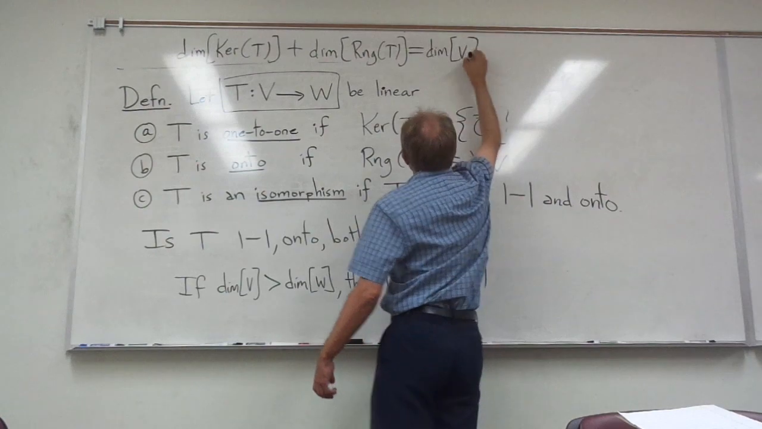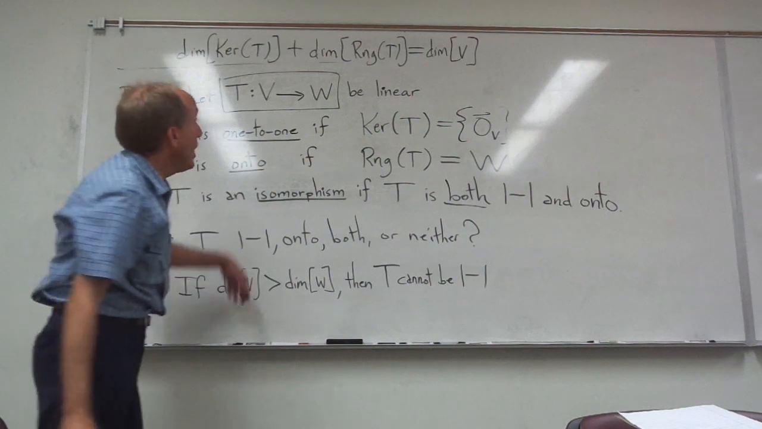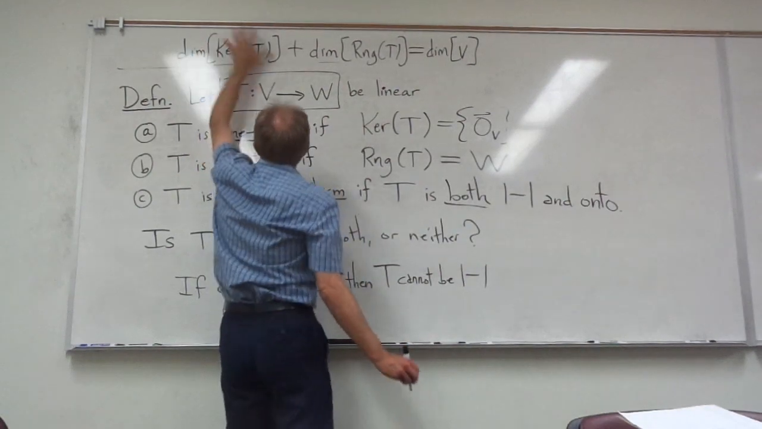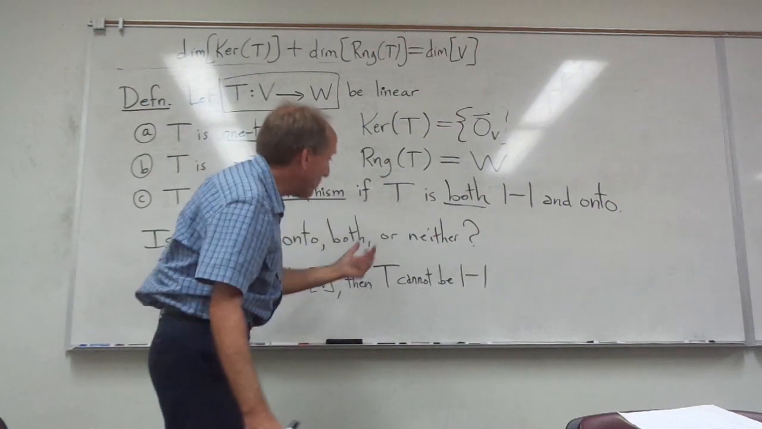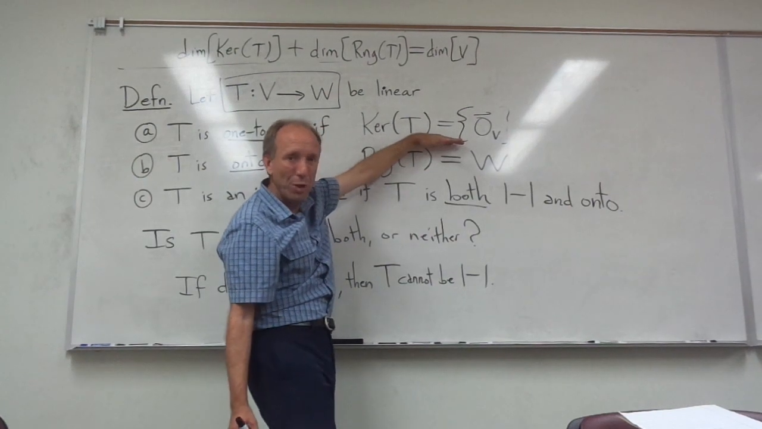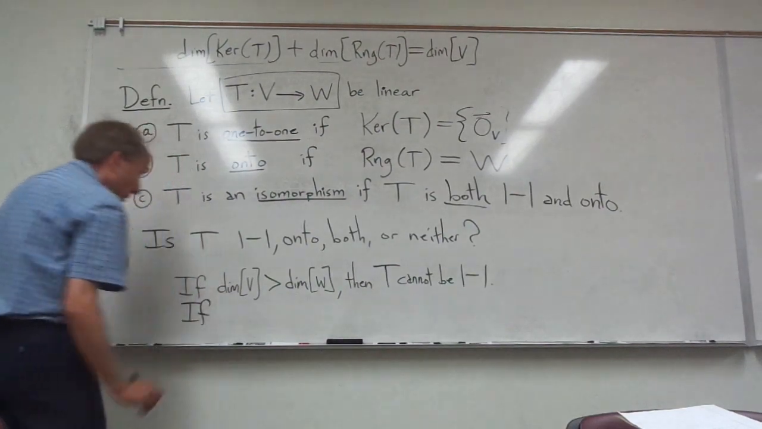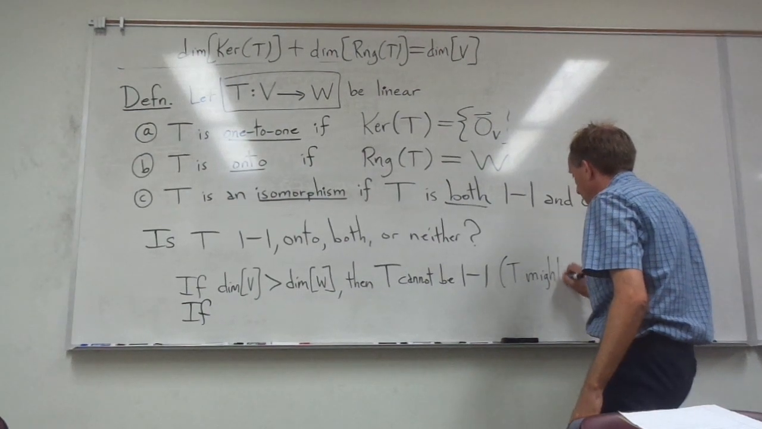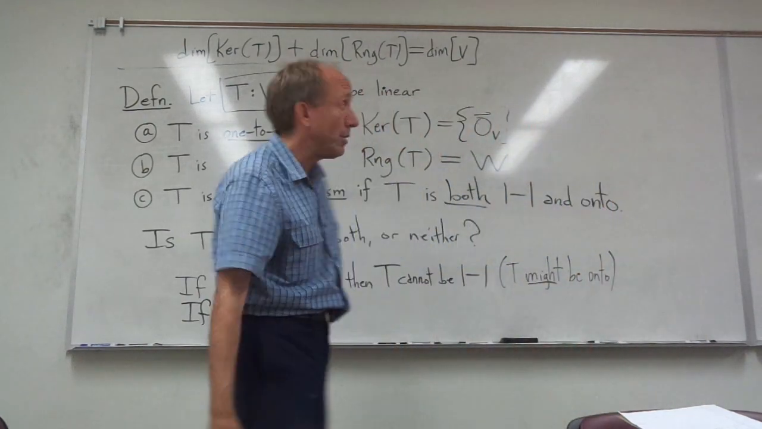So again, if W is smaller than V, then the range of T is also smaller than V, which means that the kernel is going to have to contribute something to make these numbers add up right. And that means if the kernel is contributing something, then you're not looking at a one-to-one situation. Okay? The opposite scenario, oh, and by the way, T might be onto. To figure that out, you're really going to have to look at the range and see if it is equal to W.